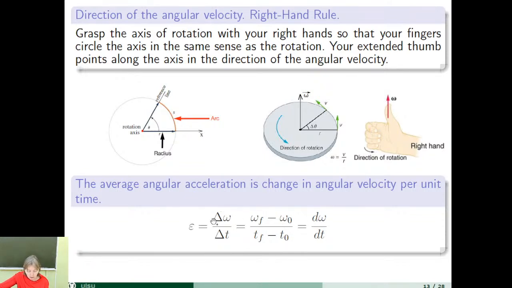Delta omega is the change in the angular velocity that occurs during the time interval delta t. The instantaneous angular acceleration, with which we shall be most concerned, is the limit of this quantity as delta t approaches 0. The unit of angular acceleration is commonly the radian per second squared.